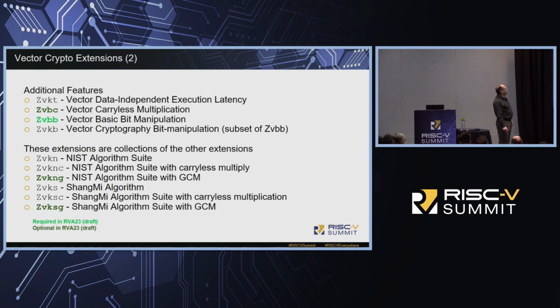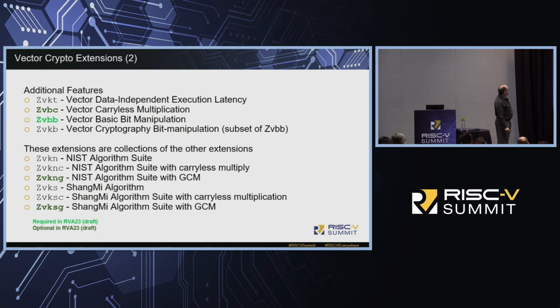ZVBC is, oh, I said I wasn't going to do that. Okay, we have vector carryless multiplication, also known as polynomial multiplication. This has a lot of uses. It can be used for elliptical curve cryptography. It can be used for GHASH calculation if you don't have the GHASH extension that I showed on the last slide. It can be used for CRC, which is a hash, but it's not a secure hash.